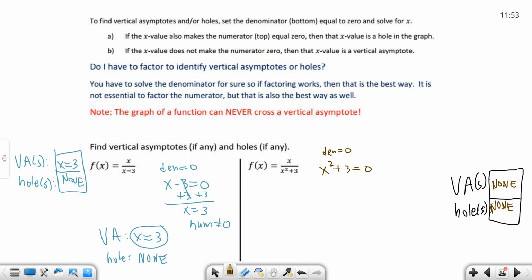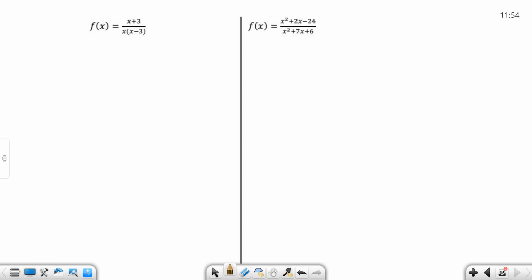And so here is an example of where we have a rational function. We have a fraction with x's in the bottom, the denominator, and nothing made the denominator 0. So there's nothing left out of my domain here. There are no vertical asymptotes. There are no holes. That's okay. Sometimes that happens. All right, so let's look at some more of these.